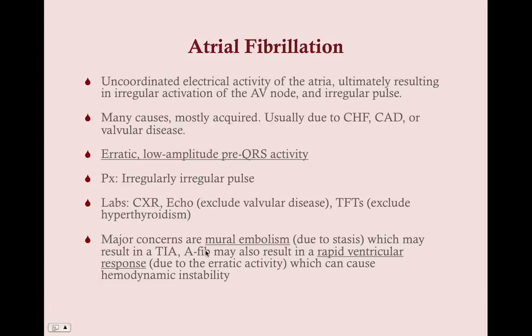Now, two of the things that are bad that can happen with AFib. The AFib itself really isn't a big deal, because that blood, barring any kind of really severe valvular disease, is going to get to the ventricles one way or another. The really bad things that can happen with atrial fibrillation, first of which is mural embolism.